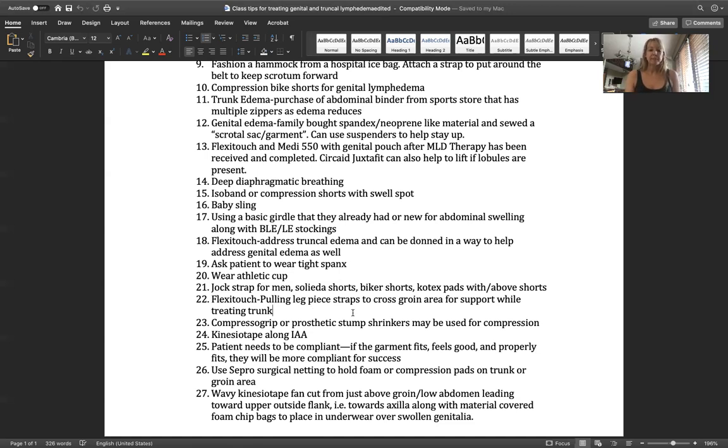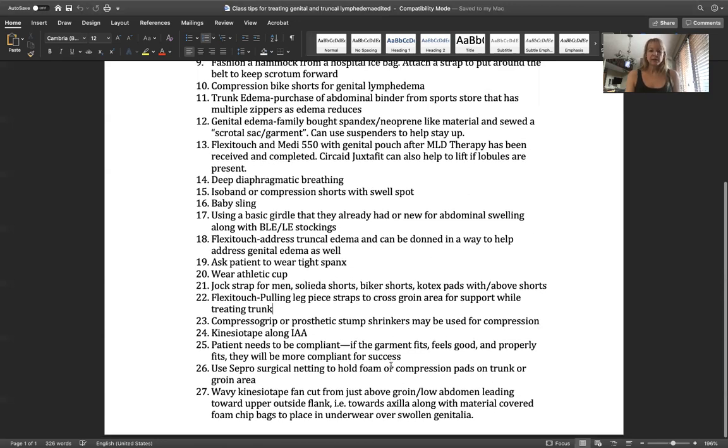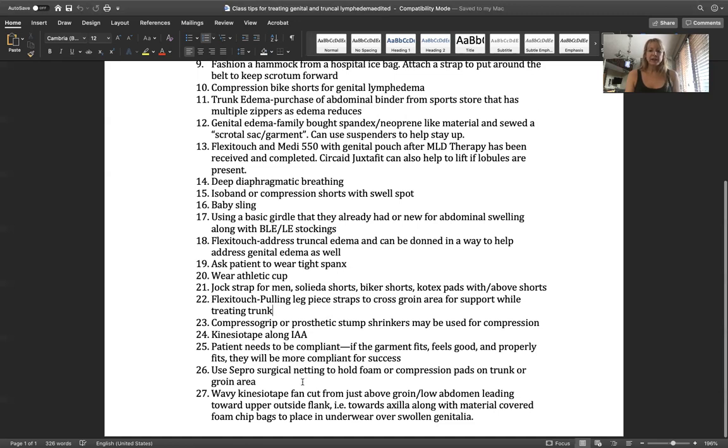So some jock straps can be modified, biker shorts, Kotex pads, compressive grip. And then surgical netting, there's some compression pads. Surgical netting can hold foam or compression pads in place. And then even wavy kinesiotape, kind of in a fan cut above the groin or abdomen.